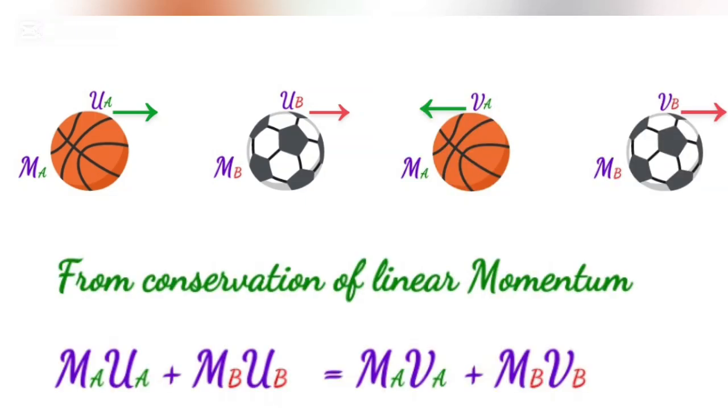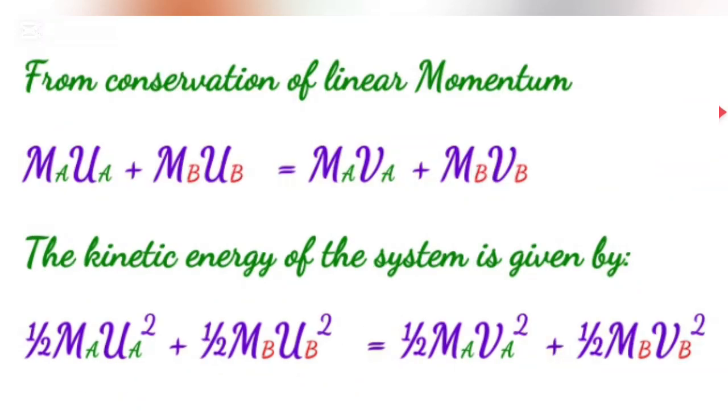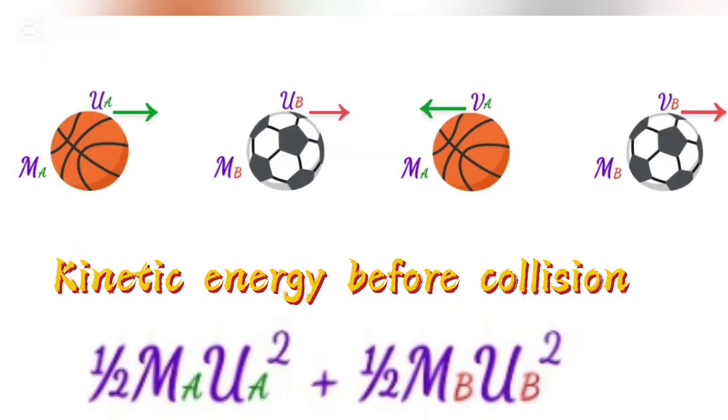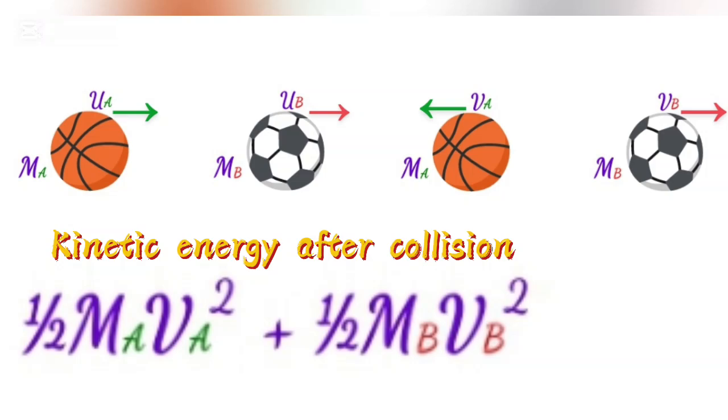From the conservation of linear momentum, ma ua plus mb ub is equal to ma va plus mb vb. The kinetic energy of the system is given by half ma ua squared plus half mb ub squared is equal to half ma va squared plus half mb vb squared. This is the kinetic energy before collision, and this is the kinetic energy after collision.